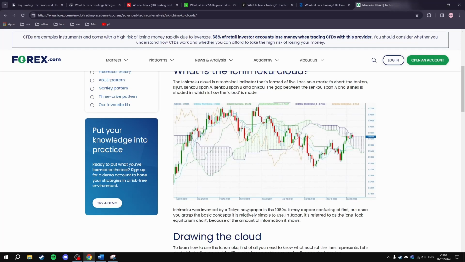Ichimoku was invented by a Tokyo newspaper in the 1960s. It may appear confusing at first, but once you grasp the basic concepts, it is relatively simple to use. In Japan, it's referred to as the one-look equilibrium chart because of the amount of information it shows.